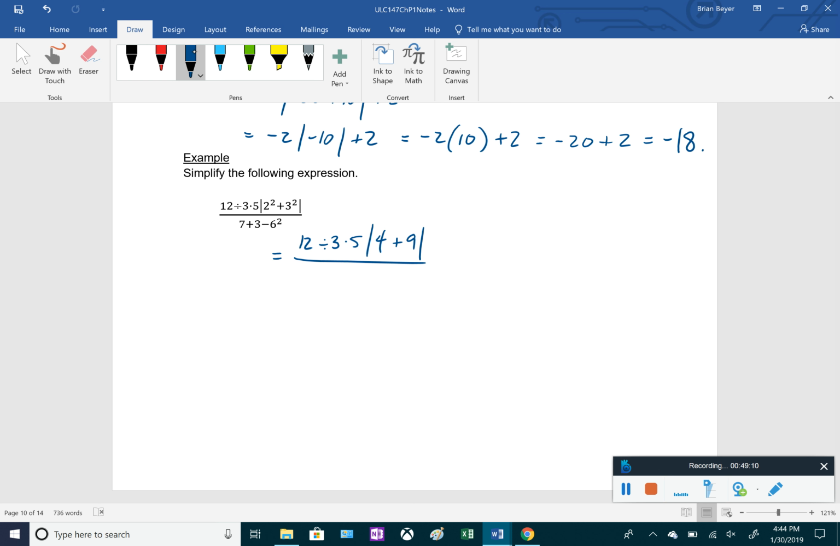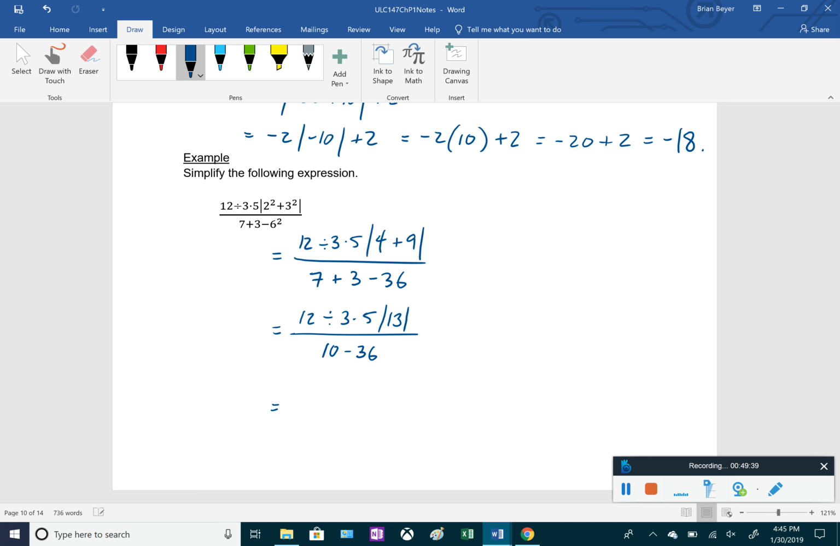Denominator, we have an exponent. 6 squared is 36, so it's going to be 7 plus 3 minus 36. Numerator, we still need to simplify what's inside those absolute values, so 4 plus 9 is 13. Denominator, 7 plus 3 minus 36. 7 plus 3 is 10. 10 minus 36.